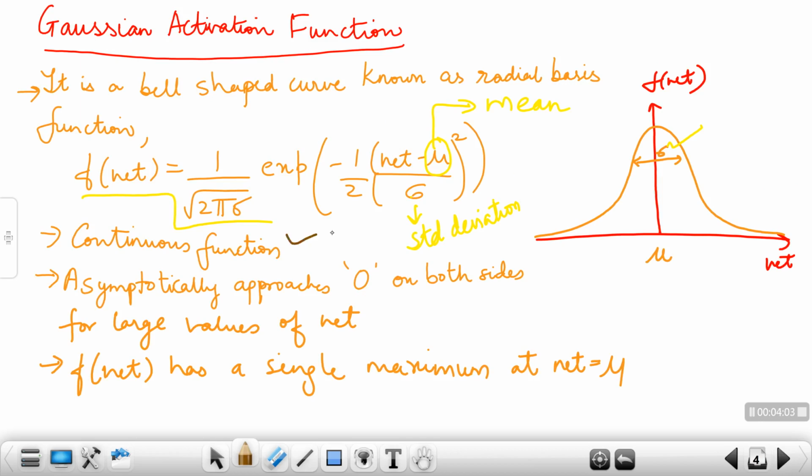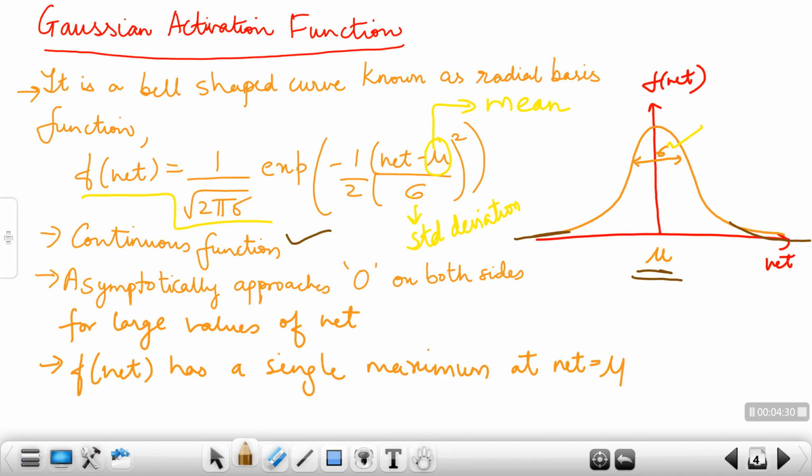Coming back to this, it is a continuous function and it asymptotically approaches 0. So in both the previous cases, one side it would approach 1, other side it would approach 0. Or one side it would approach plus 1, other side it would approach minus 1. So here both sides approach 0. And it has a single maximum value, that is at mu. Is that clear?